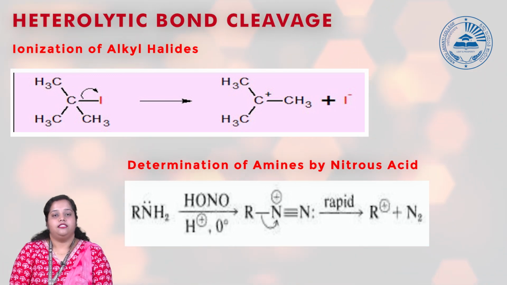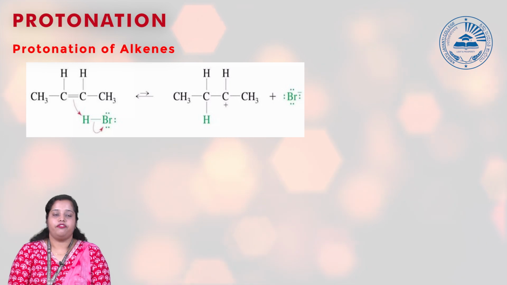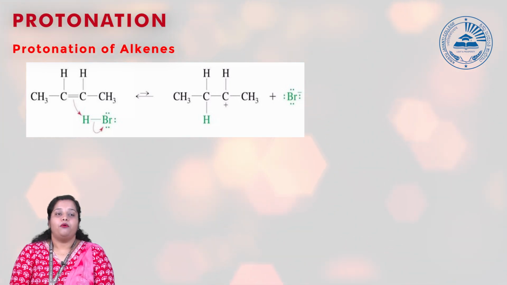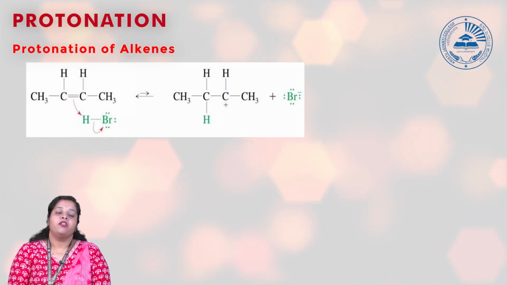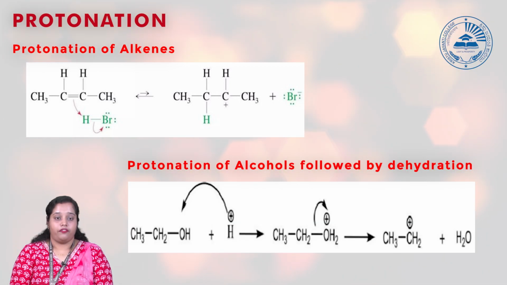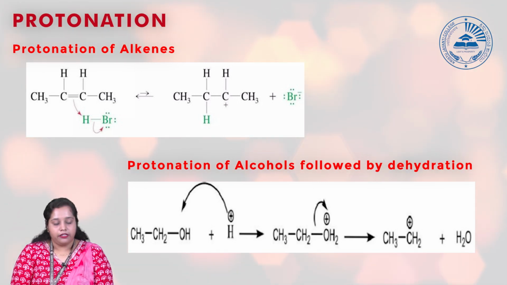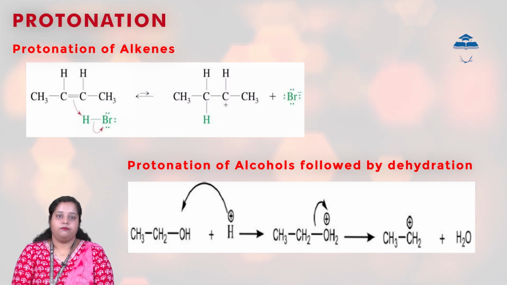Another example is protonation, as I mentioned. Protonation is an electrophilic attack, where HBr gives an electrophilic attack and protonation of alkenes happens, and bromine leaves as a leaving group. Another example is protonation of alcohols followed by dehydration, where you can see the alcoholic group is removed, it forms an intermediate of OH2 plus, and further water comes out.